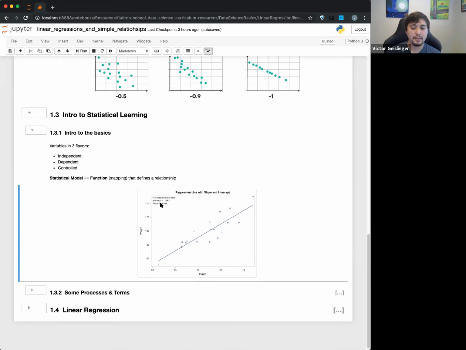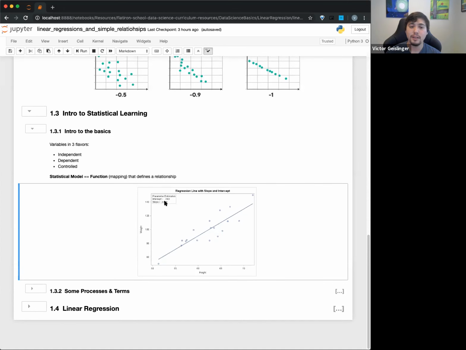And basically these points right here, your intercept, your slope, that's just describing this line right here. And hopefully that line is describing this data, and we call this line actually the model.